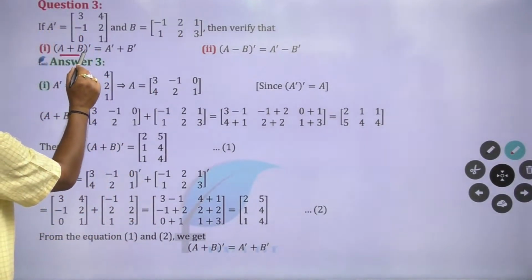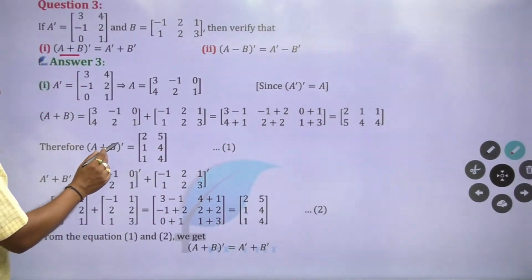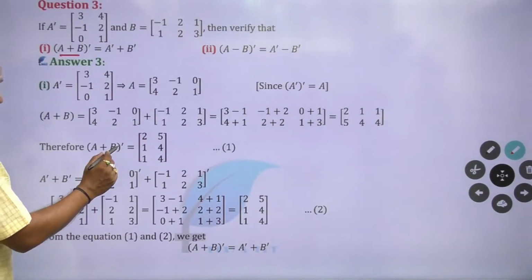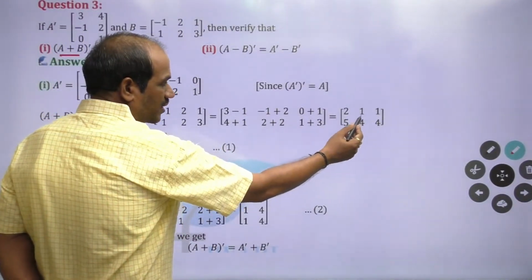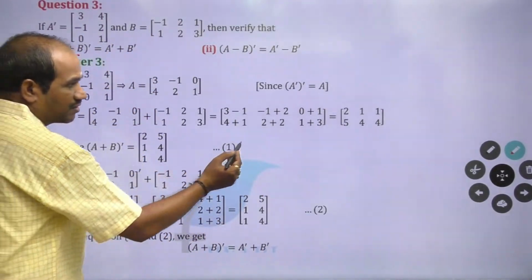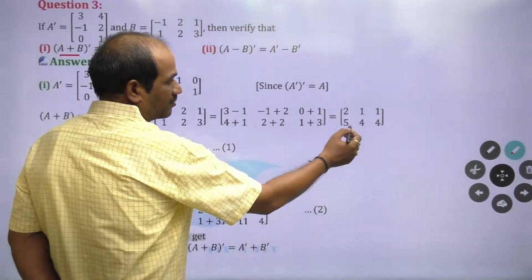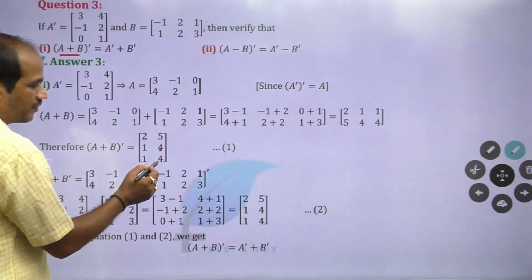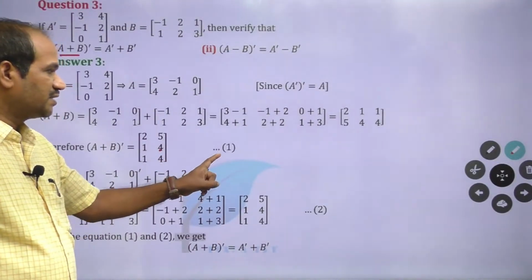Next, transpose the A plus B matrix. So (A plus B) whole dash, that is (A plus B) transpose. This is A plus B, interchanging rows into columns. The first row, 2 1 1, becomes the first column. Next, take the second row, 5 4 4, and write it as the second column. This is (A plus B) whole dash, that is equation number 1.